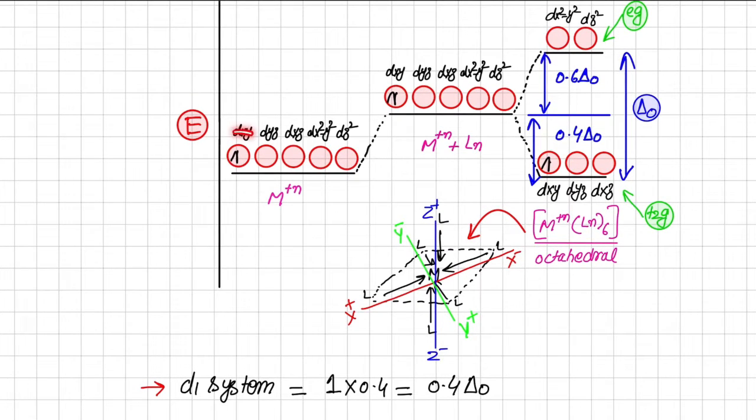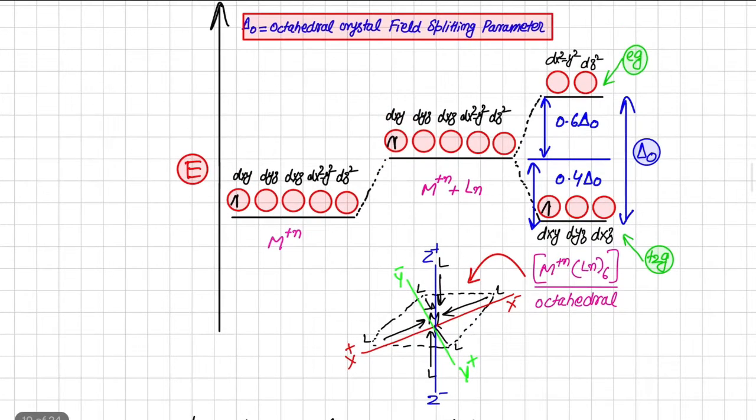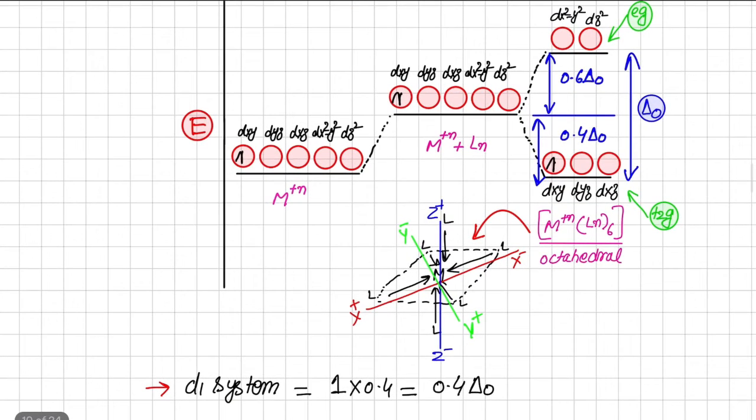The one electron will be placed here, and when the geometry is octahedral, it will be placed in the lower set. Here dxy, dyz and dxz can be exchanged, it is not fixed. Similarly dx square minus y square and dz square are not fixed. So we can choose to place the electron in any one of these orbitals. We have currently placed it in dxy. So how will we calculate its energy?